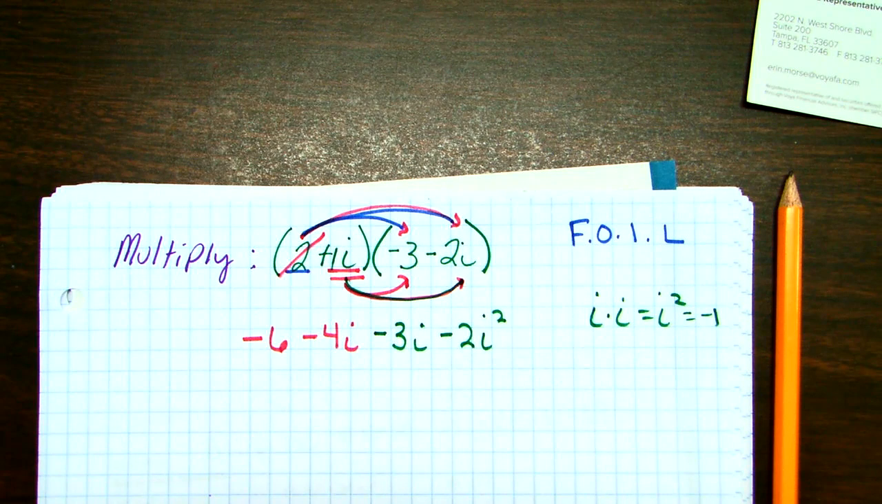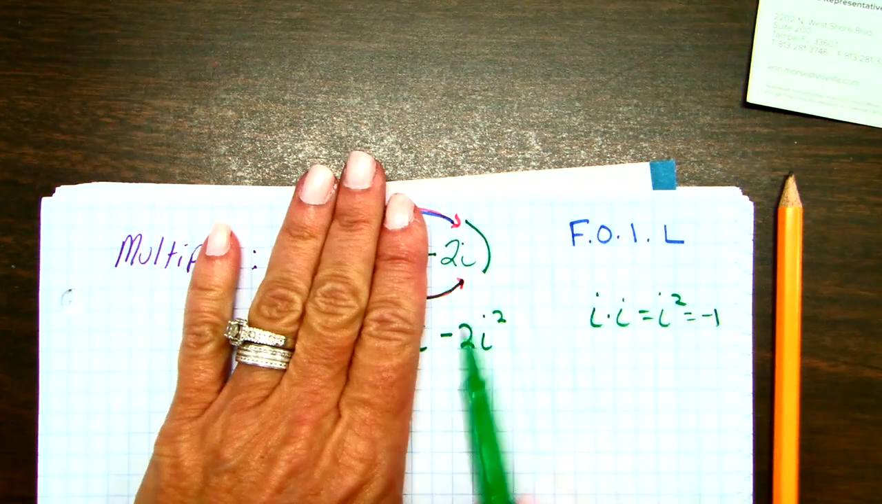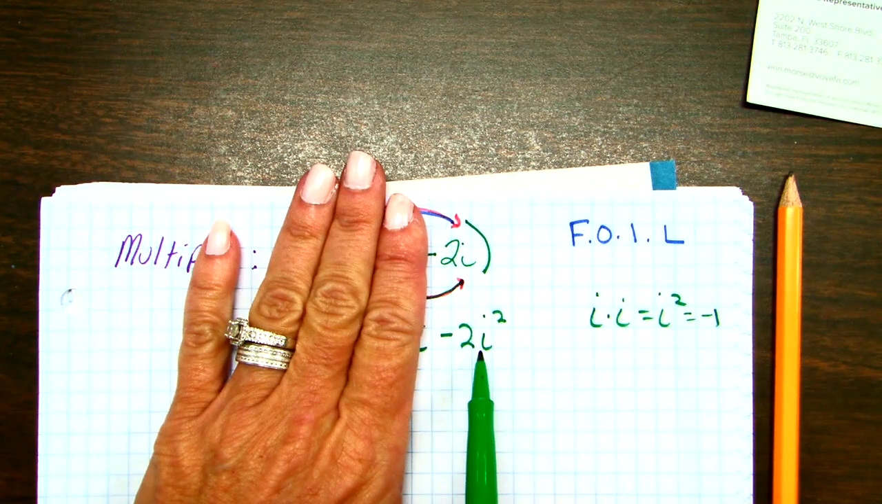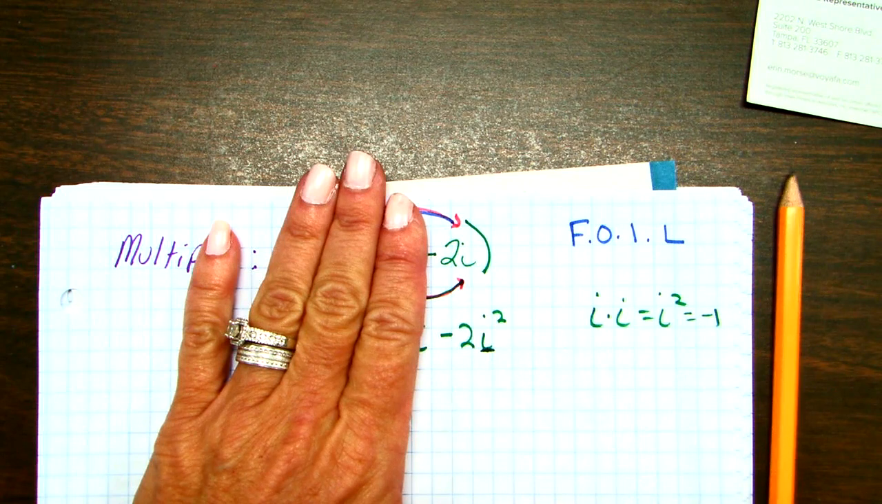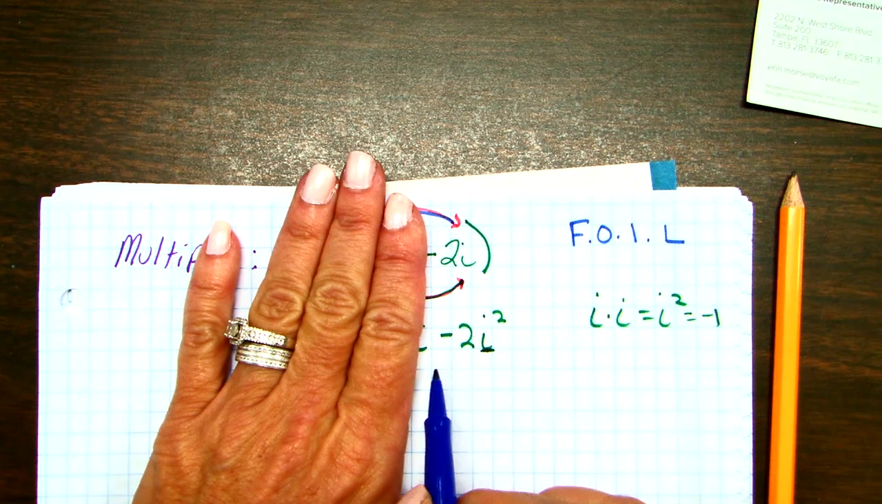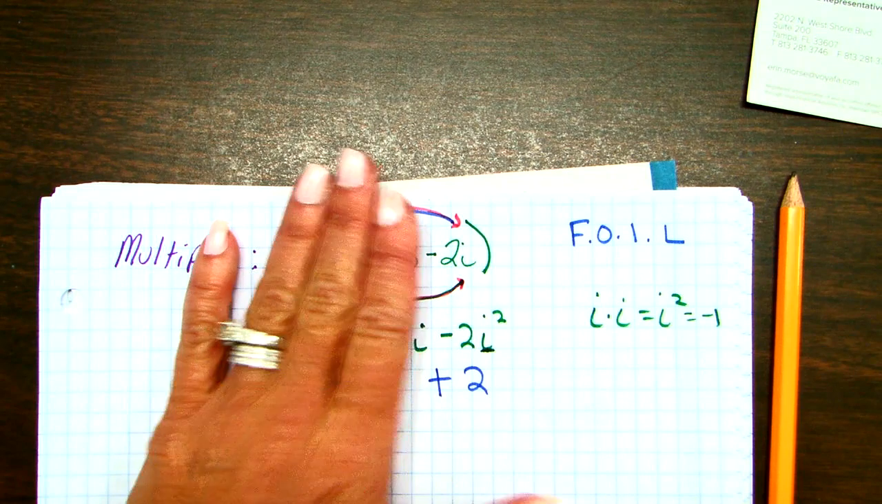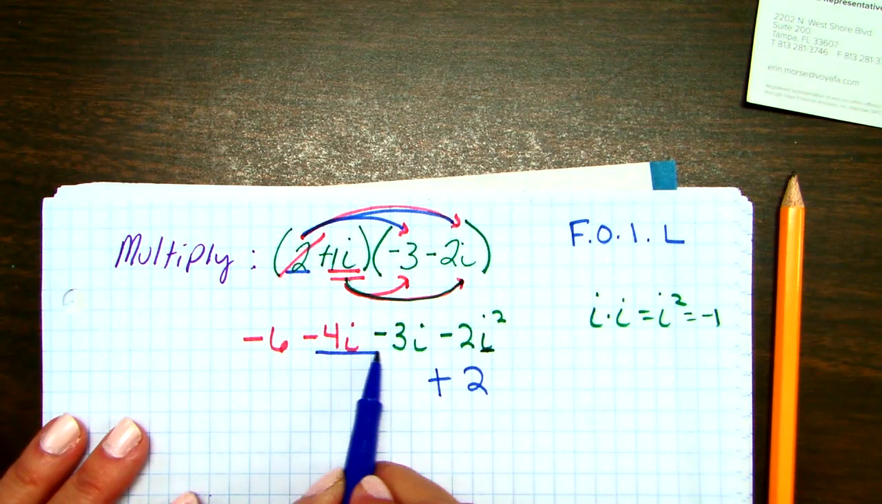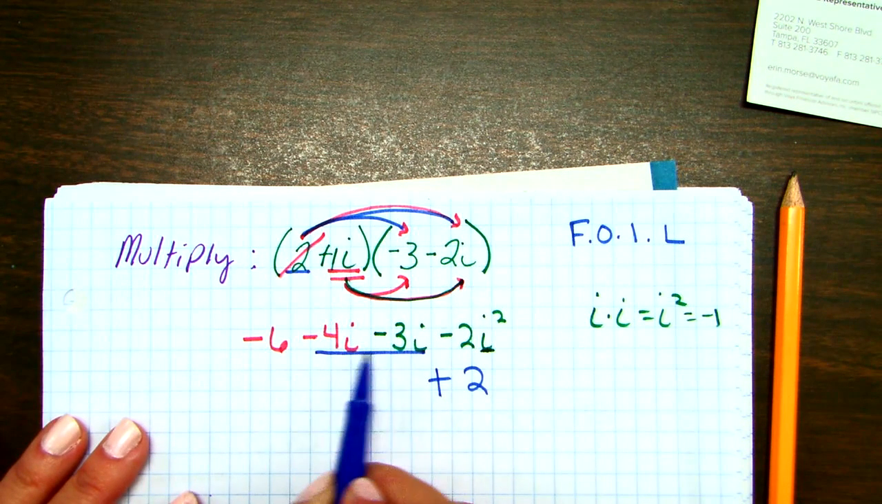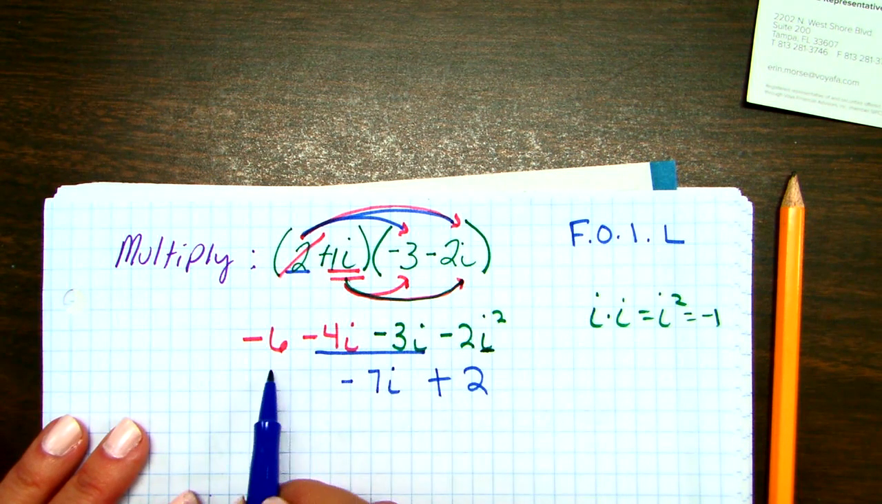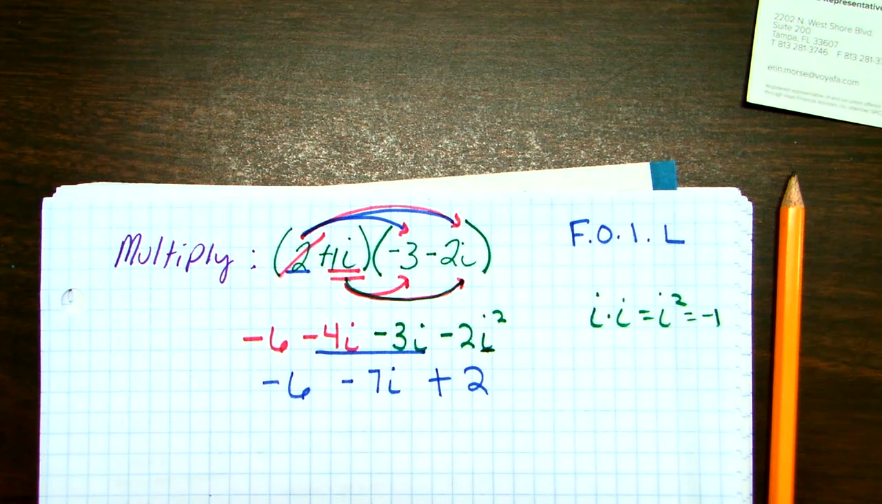This is what I like to say. i squared simply changes the sign of whoever it's standing next to, because it's a negative 1. So negative 2 times negative 1 becomes what? Yep, positive 2. These are like terms. Negative 4i minus 3i is negative 7i. Just bring that negative 6 down.